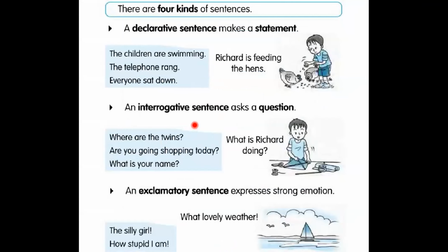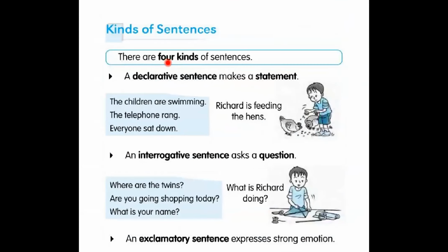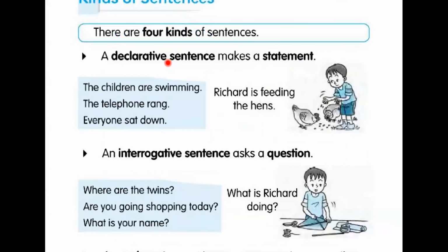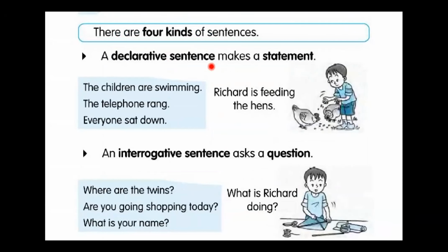Yes, so the first one, declarative sentences. What are declarative sentences? A declarative sentence makes a statement. All right: the children are swimming, the telephone rang, everyone sat down, Richard is feeding the hens, mother is cooking in the kitchen. Okay, all these. She is writing, she is doing her homework. What are all these? These are statements.